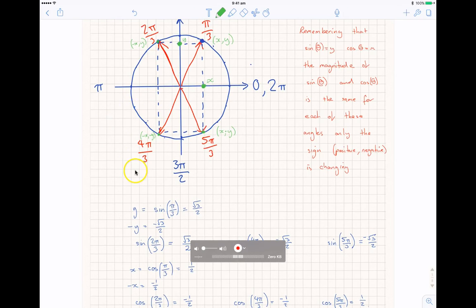So let's consider y equals sine of pi on 3, which from our little table we know is the square root of 3 on 2. So minus y would be negative the square root of 3 on 2.